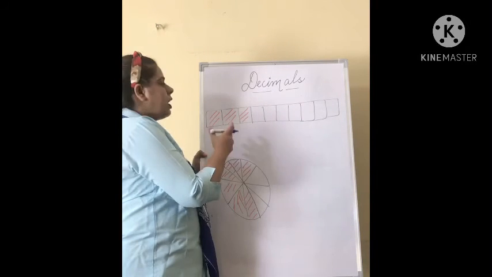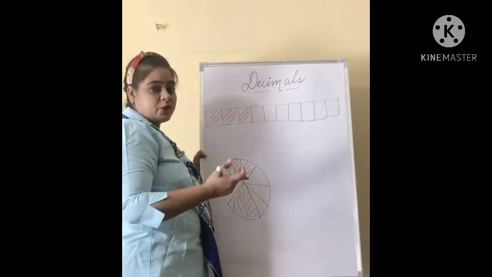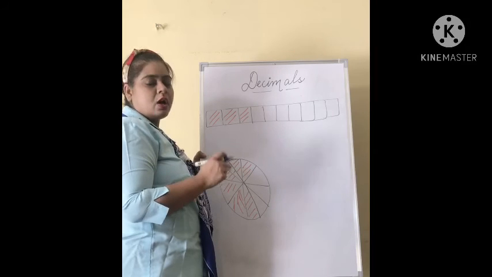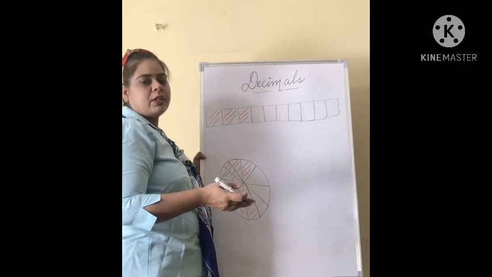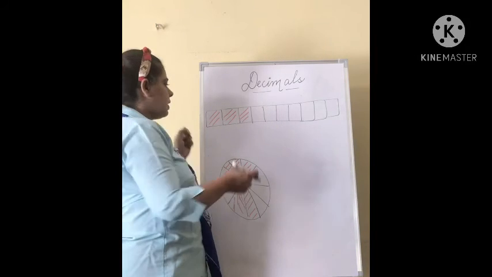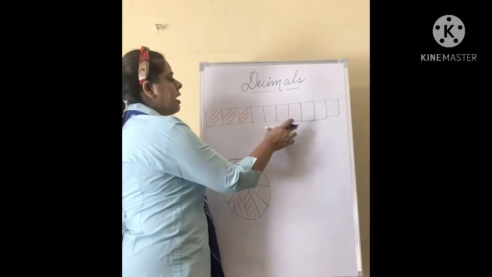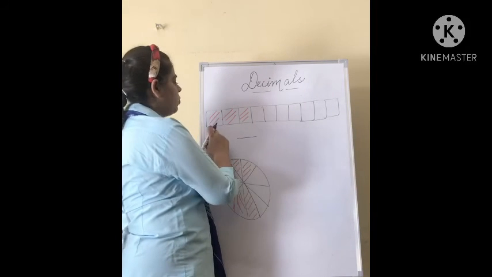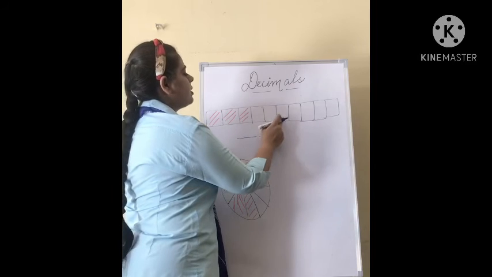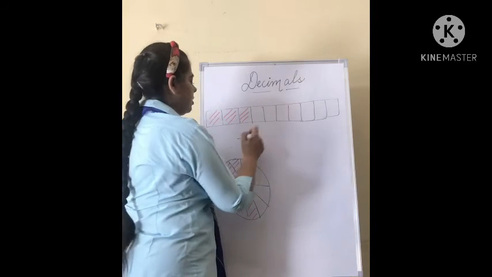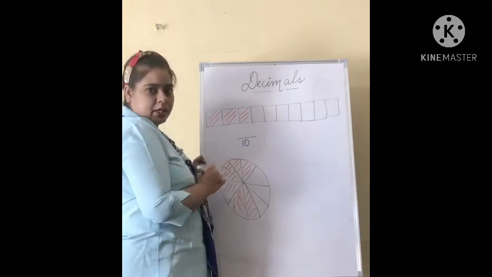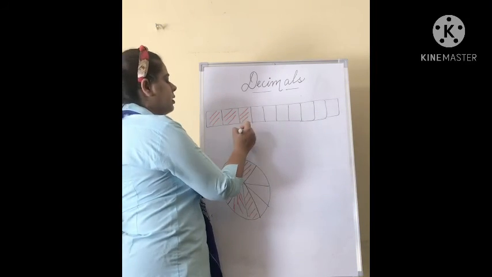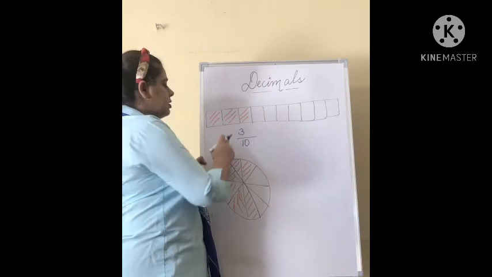Now you have been given this figure. You have to represent this figure in fraction as well as in decimal. How will you represent in fractions? We have done fractions in our previous chapter also. Okay, how many are total parts? The total parts you will represent in the denominator. How many are total parts? 1, 2, 3, 4, 5, 6, 7, 8, 9, 10. So total parts are 10. How many are shaded parts? They are 3. This is fraction form.